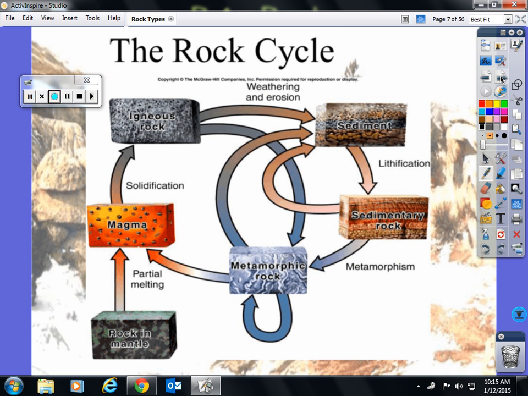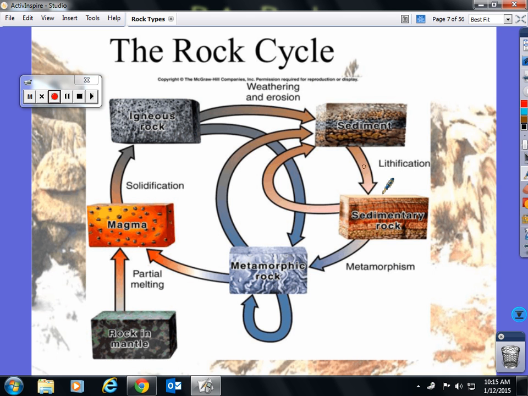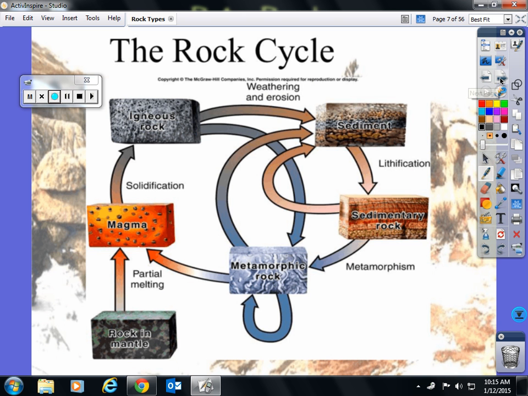Okay, the rock cycle. We went over this in class, but if I were you, I would put this diagram in your notes. You should be able to label this if it were blank on your test.